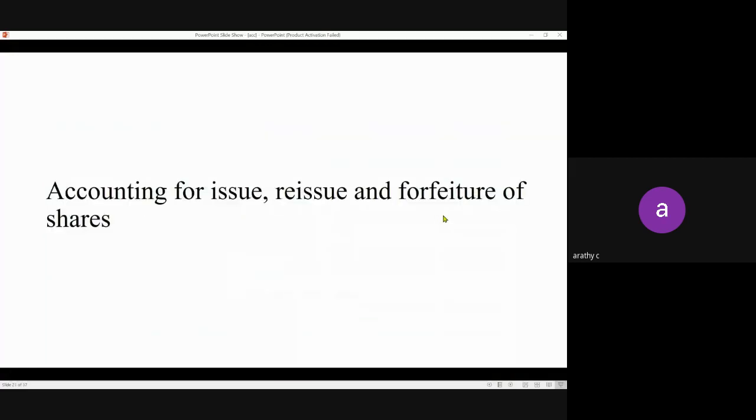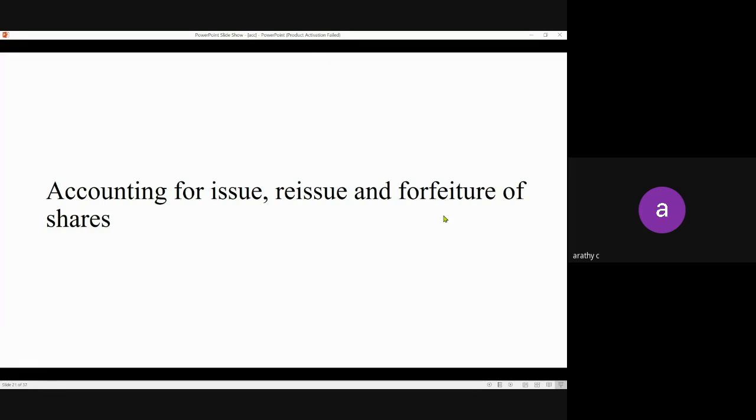You all know what a share is. What are the kinds of shares? That is, the kinds of share capital, like authorized capital, issued capital, subscribed capital, called up capital, paid up capital, etc. These are the kinds of share capital.